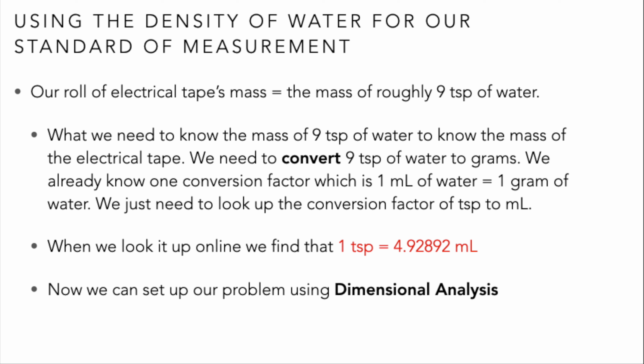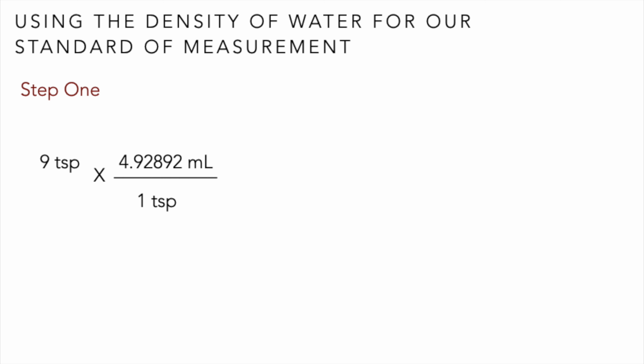When we look up how many teaspoons are in a milliliter, we find that 1 teaspoon equals exactly 4.92892 milliliters. With these two conversion factors, we can set up a 2-step dimensional analysis problem and determine the mass of our electrical tape. In our first step, we write out what we're converting from, which is 9 teaspoons. The 1 teaspoon goes on the bottom from our first conversion factor, and we first need to convert to milliliters of water. 1 teaspoon equals 4.92892, so that goes on the top. That will help us eliminate the teaspoons and get us to milliliters.